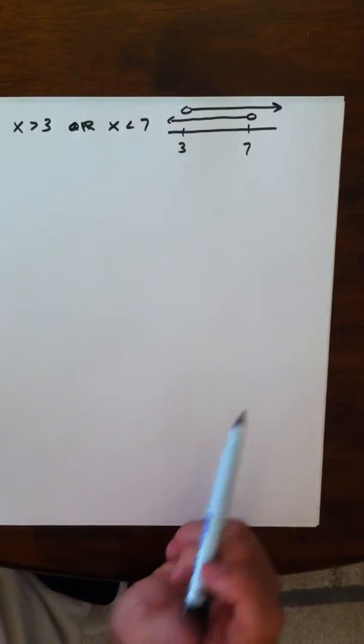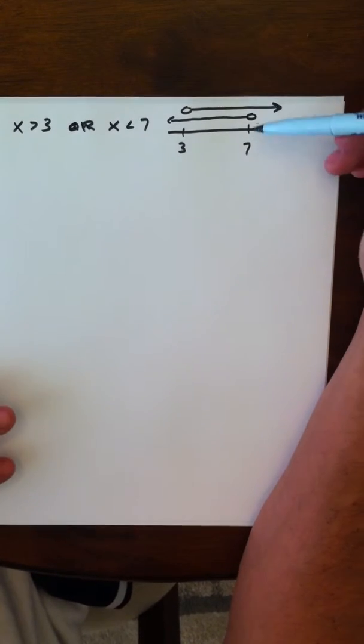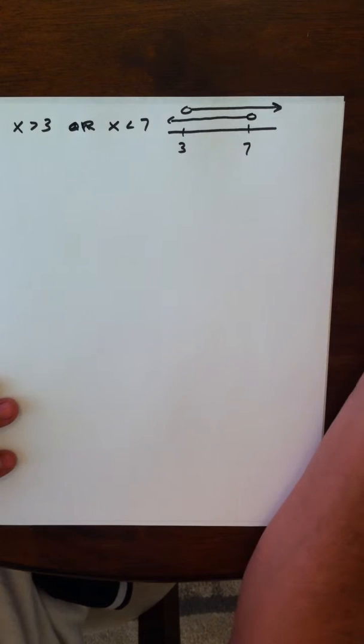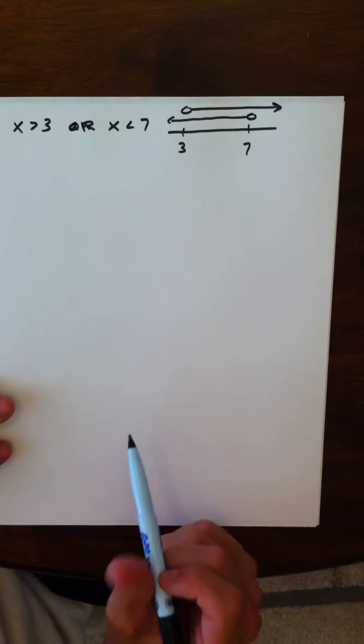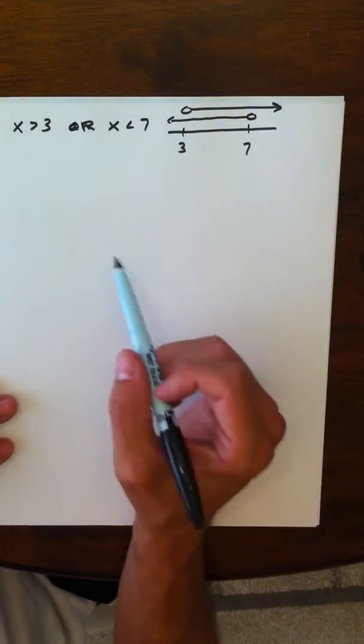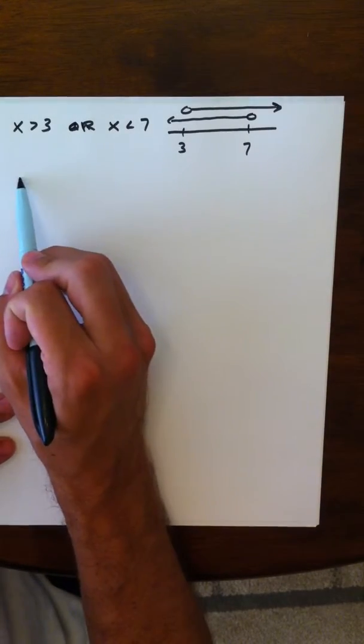Now, let's take a look here. Now, if this was an and statement, we would be looking at this part right here in the middle. But it's not. It's an or statement. So what does that mean? Well, remember, we said that or is all-inclusive. Anything that's being shaded, we're going to include. Well, as I look at this, what's being shaded? Well, everything is being shaded.